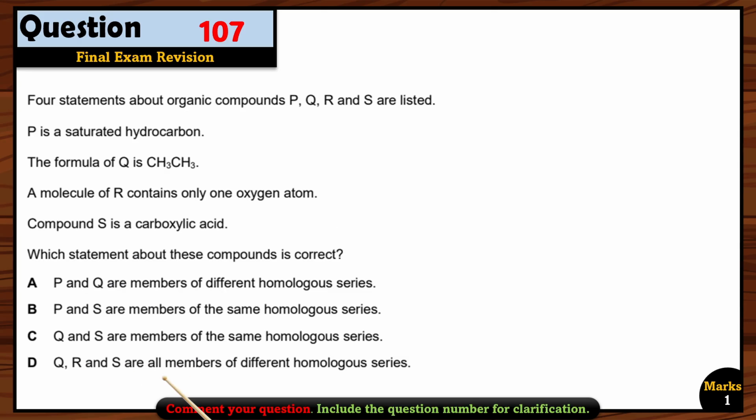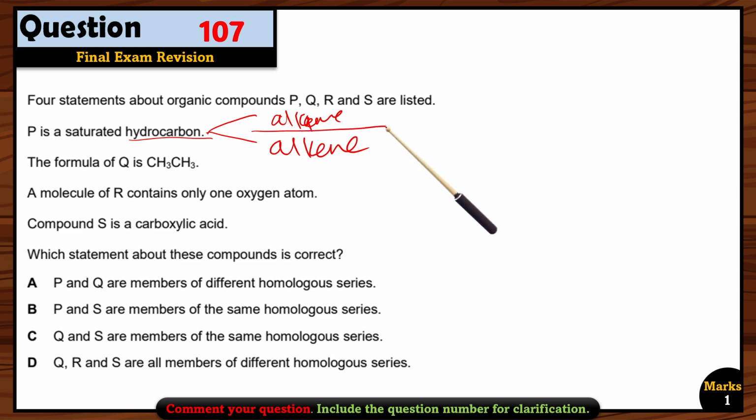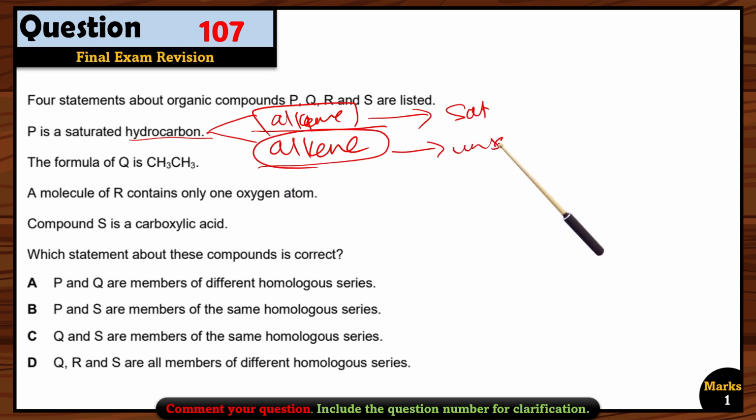Question 107. Four statements about organic compounds P, Q, R, and S are listed. P is a saturated hydrocarbon. To answer this question, we have only two types of hydrocarbons, alkanes and alkenes. They are the only hydrocarbons. And out of these, the saturated ones are alkanes. Alkanes are saturated, whereas alkenes are unsaturated. So it means P is an alkane.